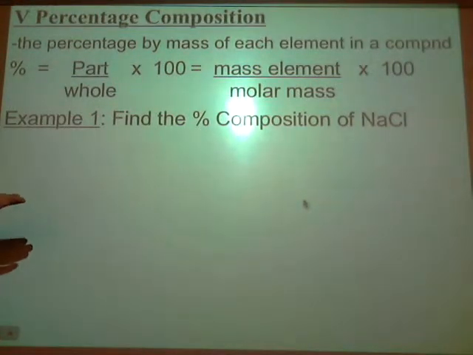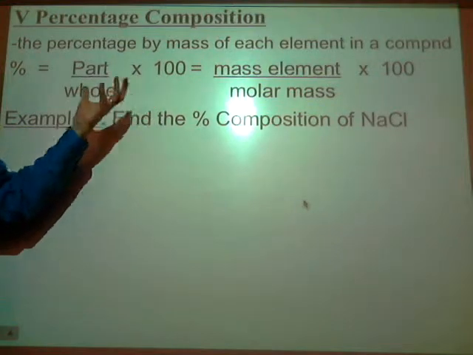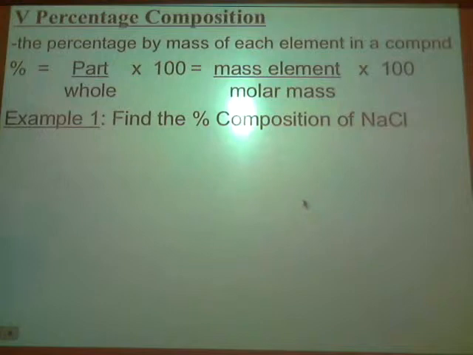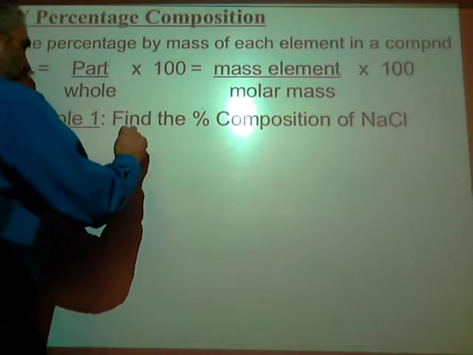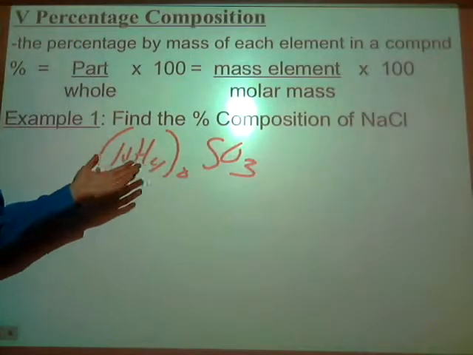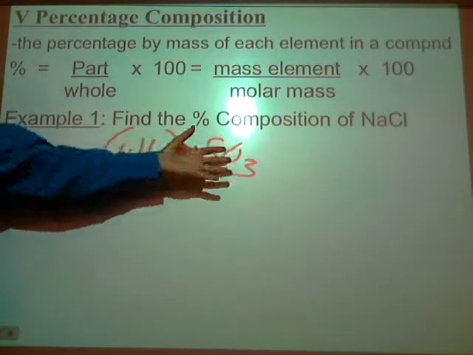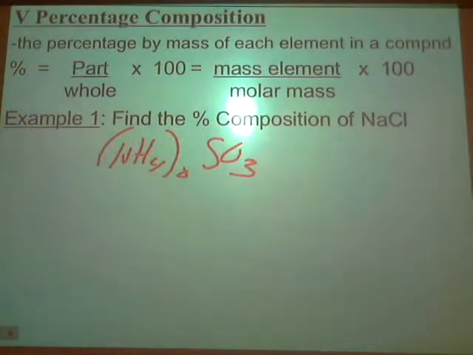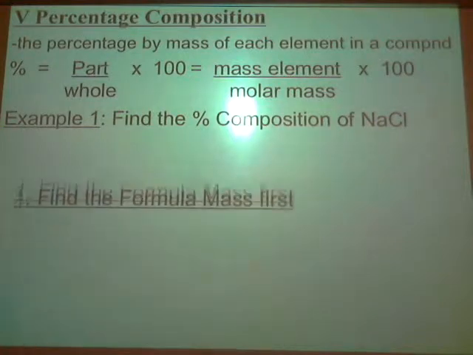Now, I've got this one worked out for you, but I'm going to break it up into two parts, okay? Most of the time, the part and the whole, you can just look at it and divide them. But you can't really do that for compounds, especially when you get a compound like (NH4)2SO3. I mean, that's tough. The mass of all these added together, you can't really do that in your head. So, you know what I'm going to have you do first? I'm going to have you find the molar mass first.